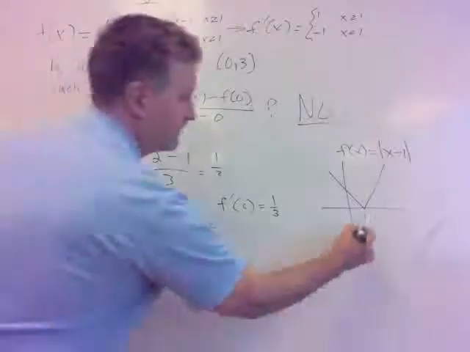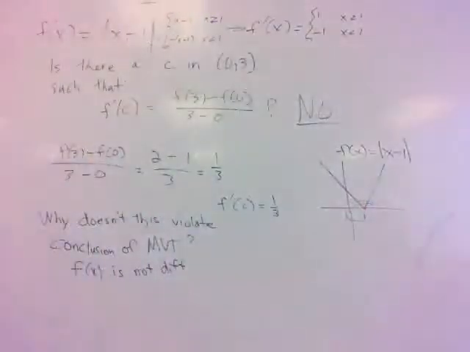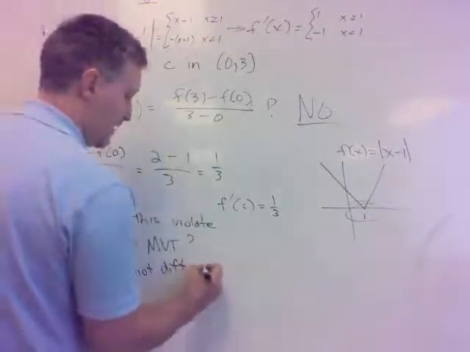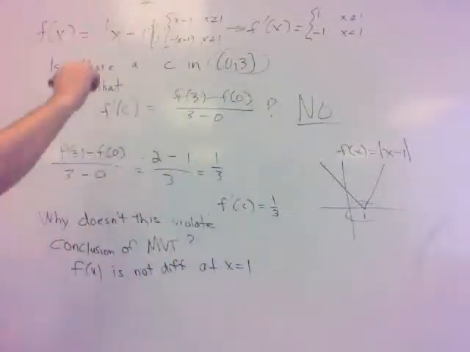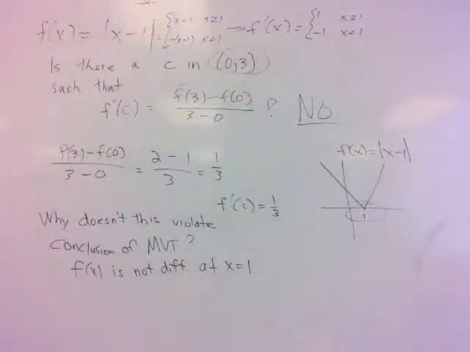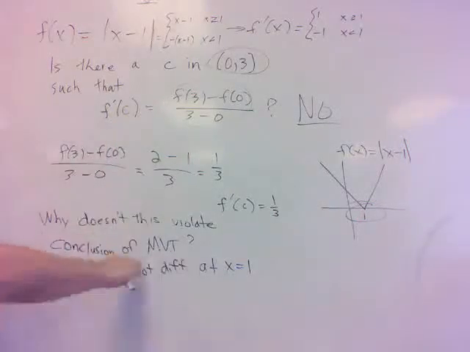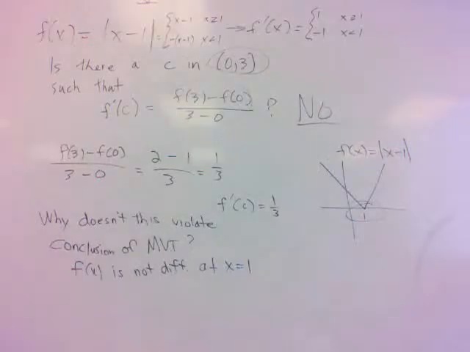However, what is that? Corner? What do we got at corners? Not differentiable, right? So it's not differentiable at x equals 1, which just so happens to be right in the range there. So if there's anything that doesn't work, whether it's one of them or two of them or whatever hypothesis, if one of them's broken, then the theorem is off.